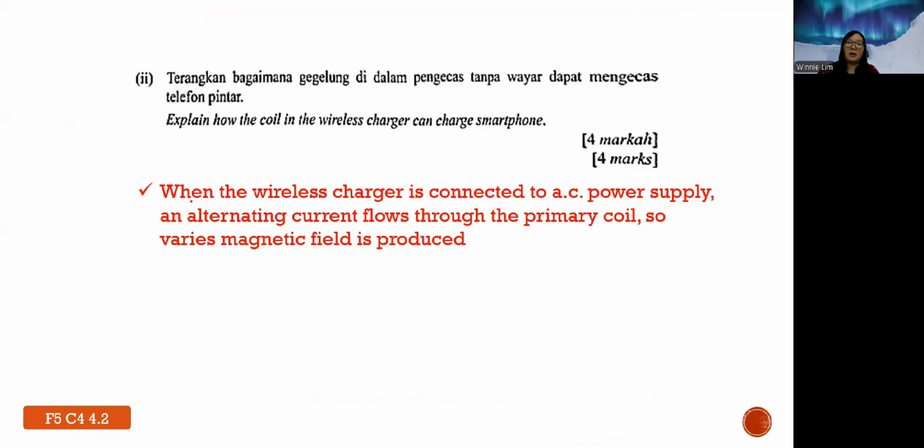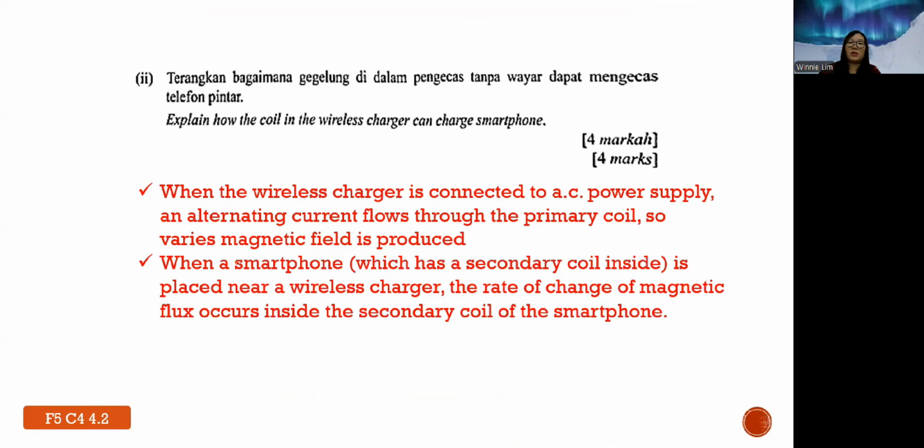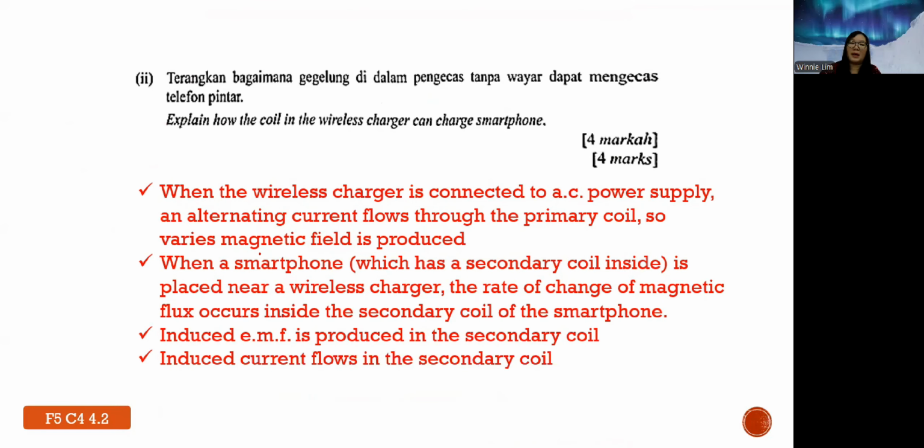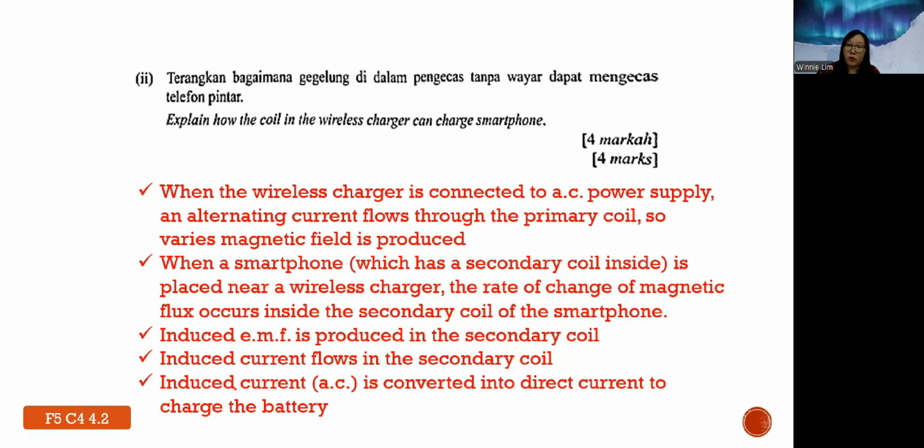So this is how you write. The wireless charger is connected to what supply? AC supply. Then alternating current flows through the primary coil, and a magnetic field is produced. So when the smartphone is placed near the wireless charger, there is a cutting of magnetic flux, a rate of change of magnetic flux occurs. Then induced EMF is produced in the secondary coil. And generally, our phone needs direct current. So that's why you need to add a diode, okay? So you say induced EMF is produced, induced current is also produced. Then you need to convert this AC current into direct current. So this is how it works.